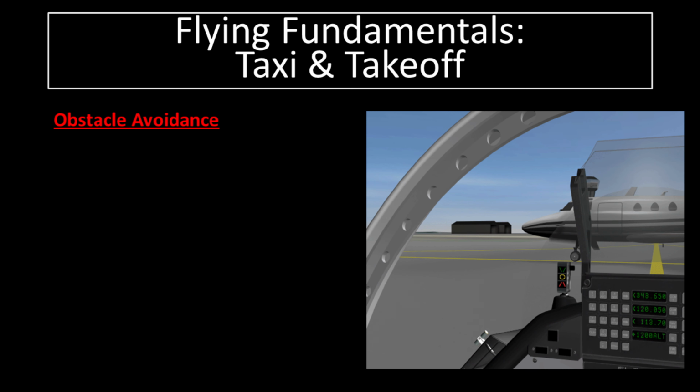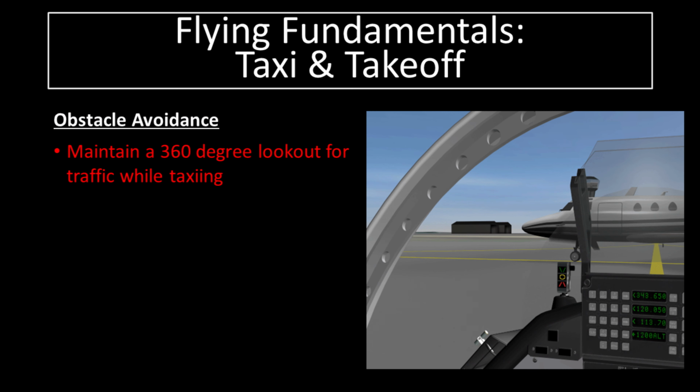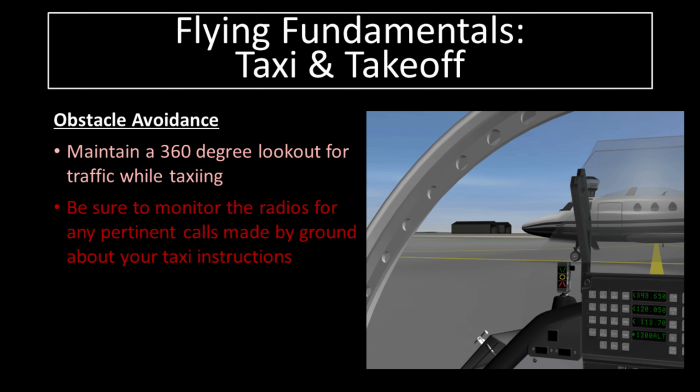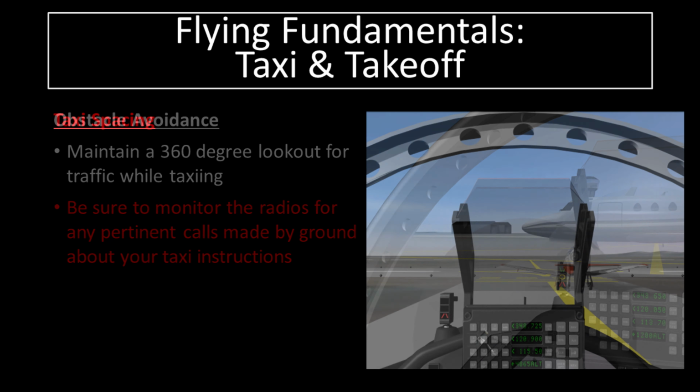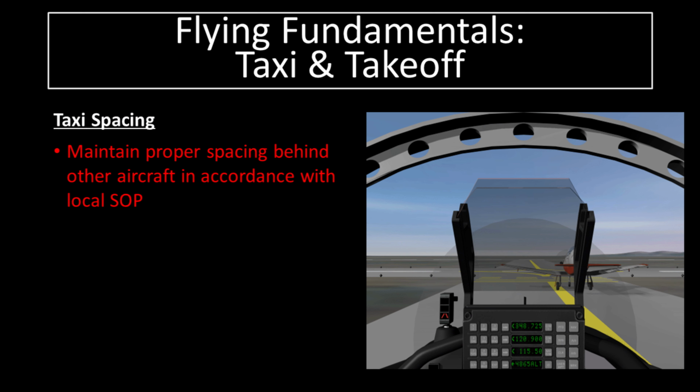When taxiing, it is your responsibility as a pilot to maintain a 360-degree lookout for any traffic or obstacles. If performing a checklist during taxi, it is important to accomplish only one item at a time. That way you can maintain awareness of the obstacles that might hinder your taxi. Additionally, ensure you are monitoring the radio to keep aware of other aircraft movements or possible changes to your taxi instructions. Be sure to maintain proper spacing behind other aircraft in accordance with your local SOP.